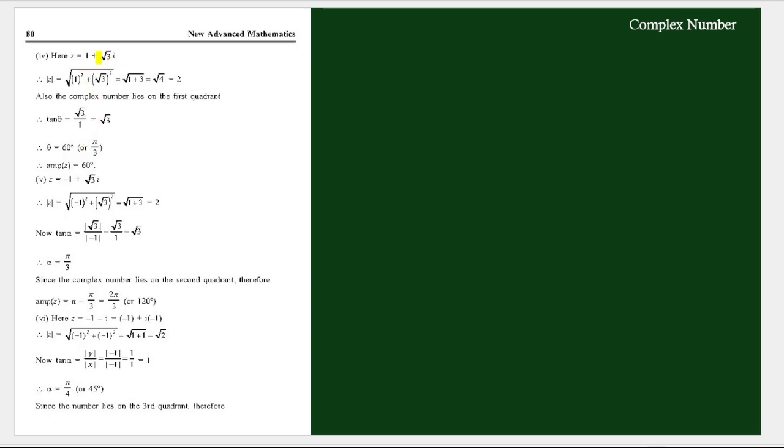Now we have got both the real and imaginary parts. Then we have to use this formula: tan theta equals modulus of y by modulus of x, right? So root 3. So root 3 is what? 60 degree. Tan theta is equal to root 3. So root 3 is what?